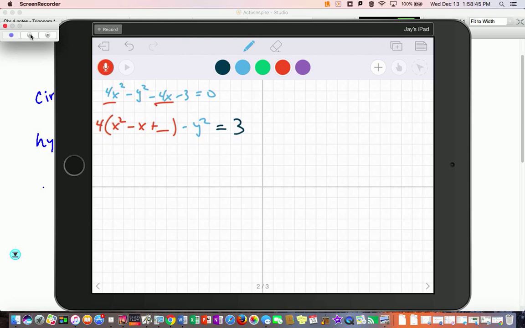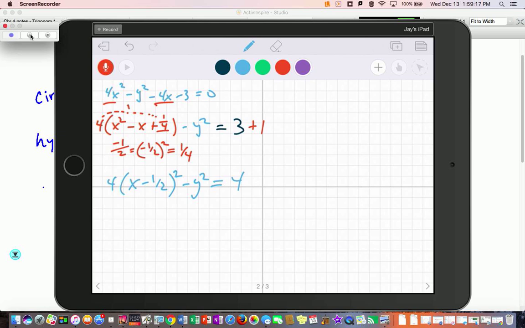So on this problem, my b value is negative 1. When I divide by 2, that is negative 1/2. When I square it, I get 1/4. So when I add 1/4, notice that the dotted line is 1. So I'm going to add 1 over here. This time I don't have to do any completing the square with the y's. So now I have 4 times x minus 1/2 quantity squared minus y squared is equal to 4.